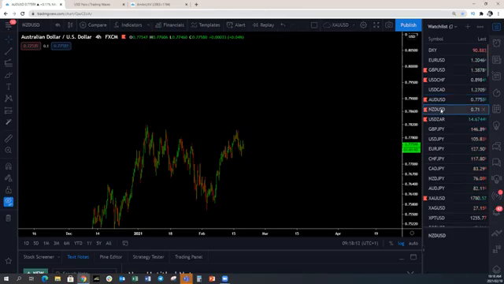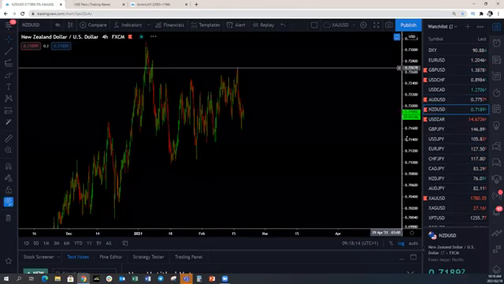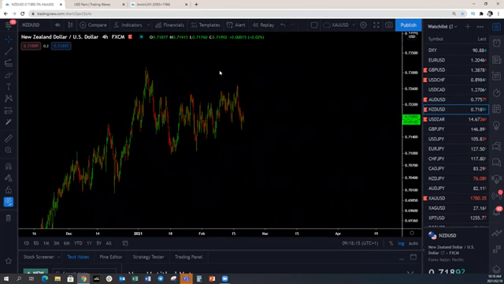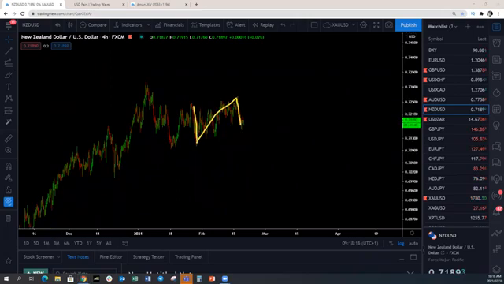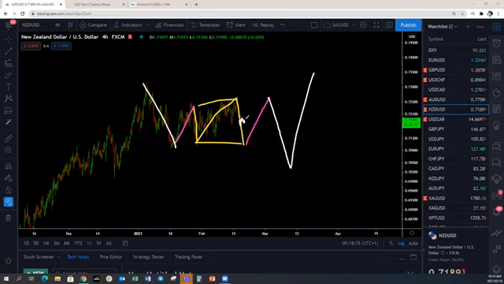Same as New Zealand US dollar. Let's have a look. So New Zealand US dollar, we're still expecting the same structure as yesterday. 1, 2, 3 down here, 3 up. And if this is going to be the 3 down here, we're going to expect something like this. So we may still push a little bit lower here before pushing up higher on the New Zealand. Let's see how that goes.